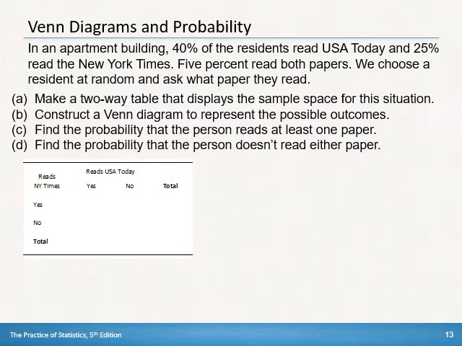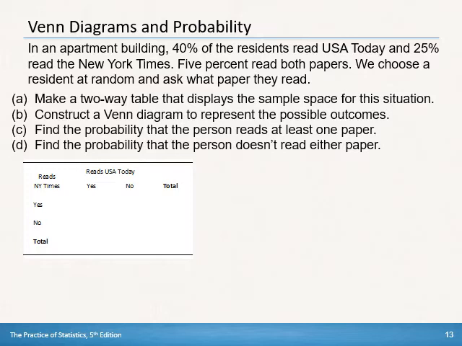Here we're going to use Venn diagrams with a table to practice another example. So in an apartment building, 40% of the residents read USA Today, the newspaper, and 25% read the New York Times, and then 5% read both papers. And then we choose a resident from the building at random and ask them what paper they read. Okay, so we want a two-way table, and I've already begun it for you here, that displays the sample space in the situation.